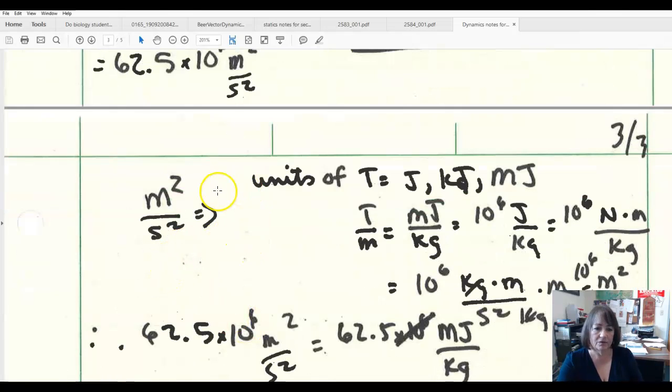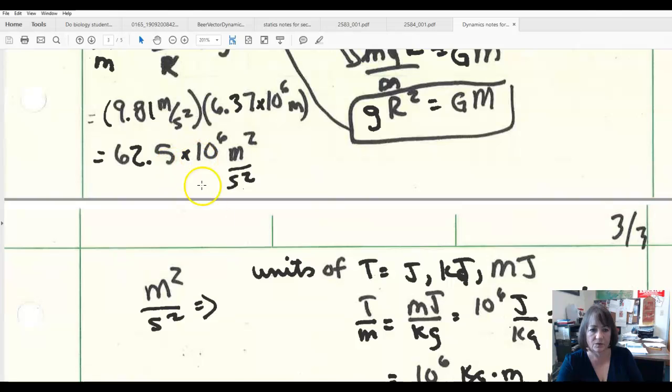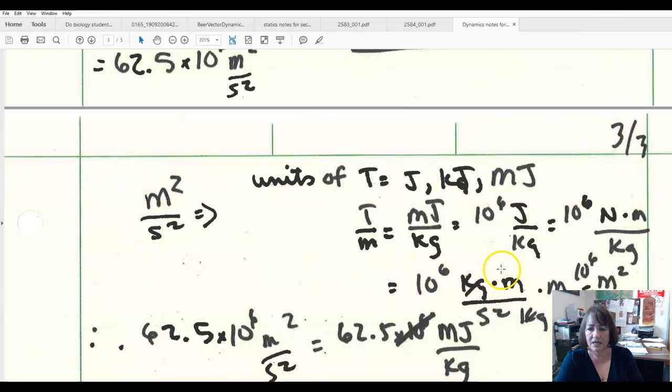And then I just want to double check my units, because meters squared per second squared is not a good unit for energy per unit mass. If energy is in joules, kilojoules, or megajoules, then energy per unit mass would be, I have that 10 to the 6 here, so I suspect it's going to be megajoules. So I want to write this in megajoules, 10 to the 6th joules per kilogram.